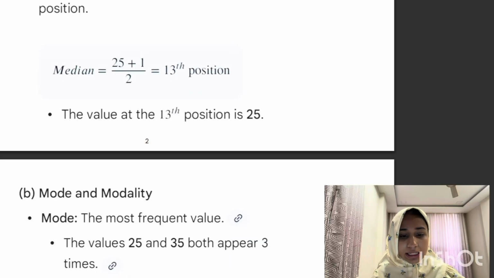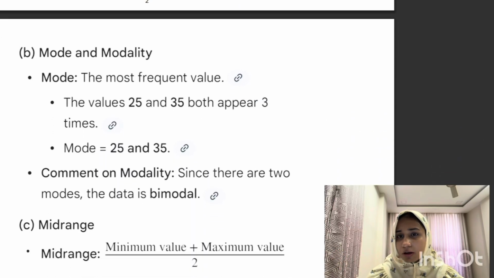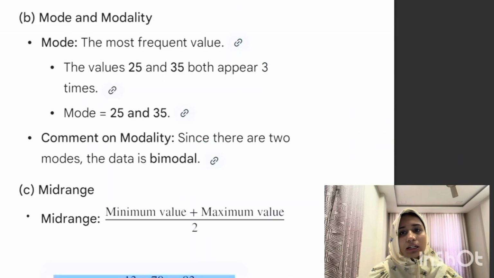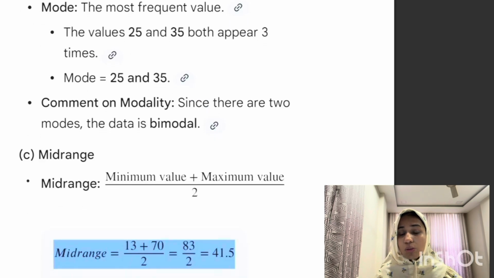Part 2 says to find the mode and modality. Mode is the most frequent value. If we have a data set, the value which occurs the maximum number of times becomes the mode. In this, 25 and 35 have occurred 3 times, so the mode will be 25 and 35.